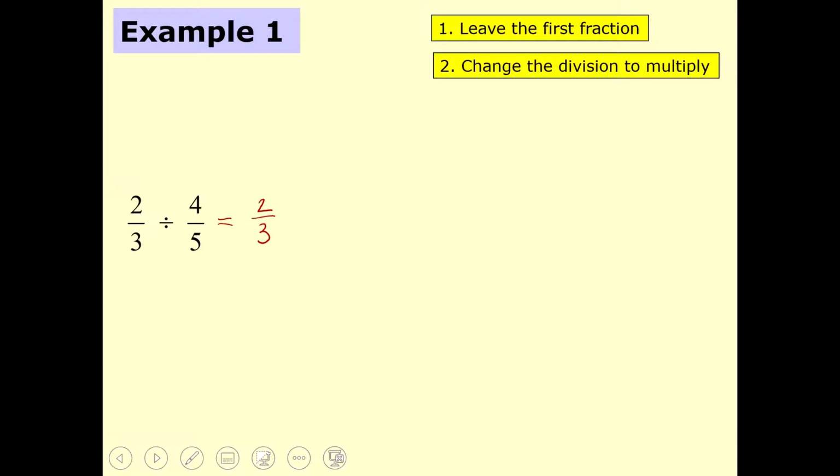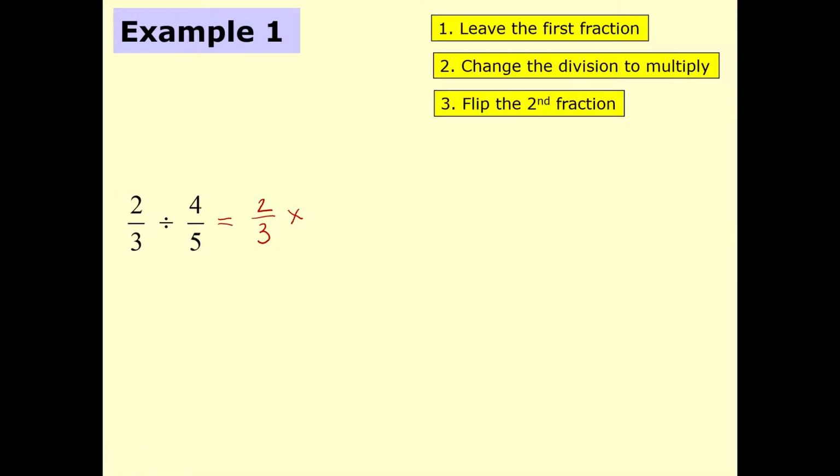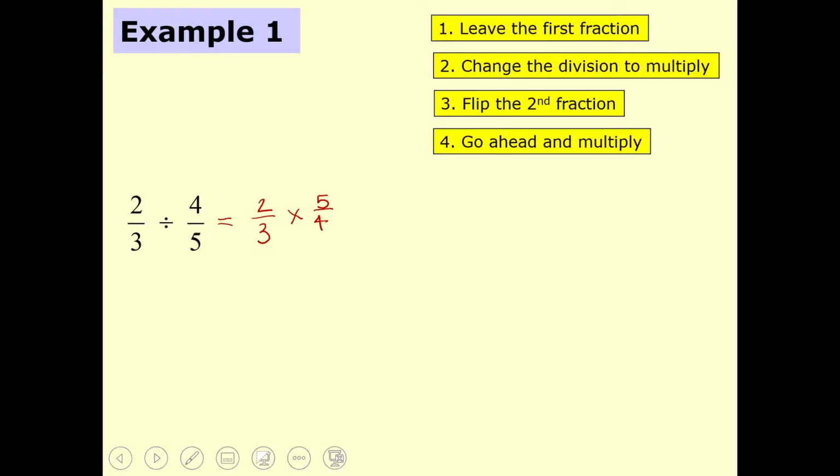We're then going to change the divide into multiply. So that's what we've done. We've changed that divide into multiply. And then we're going to flip our second fraction. So just now it's 4 over 5, but we're going to flip that so that the 5's on top and do 5 over 4. And then we can just go ahead and multiply using our previous skills. So we've got 2 over 3 now multiplied by 5 over 4.